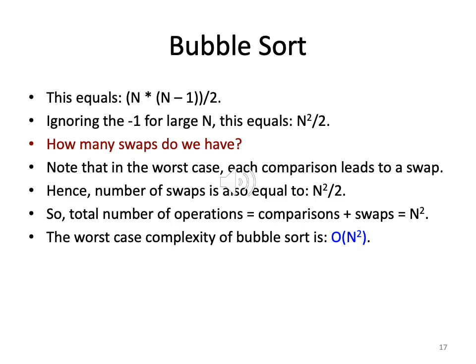Now for a very large value of n, we ignore the minus 1. Okay. So for a large n, n and n minus 1 are roughly equivalent. Right. So therefore what we get is now n into n by 2, n square by 2. So which means that the number of comparisons is n square by 2.